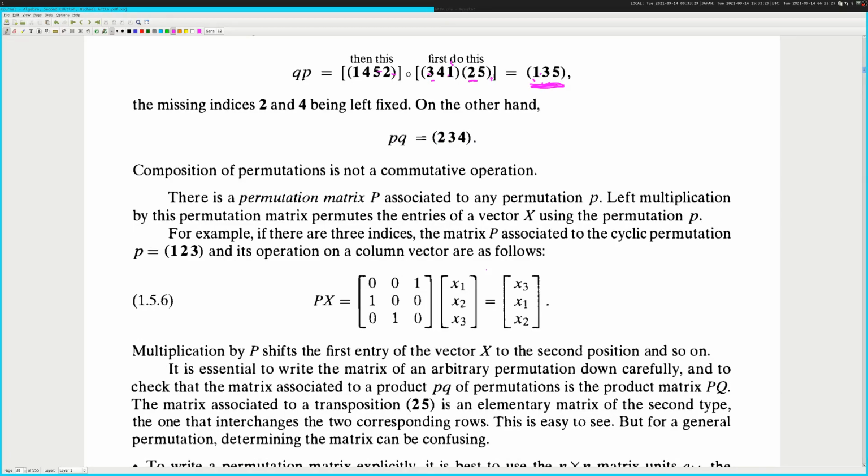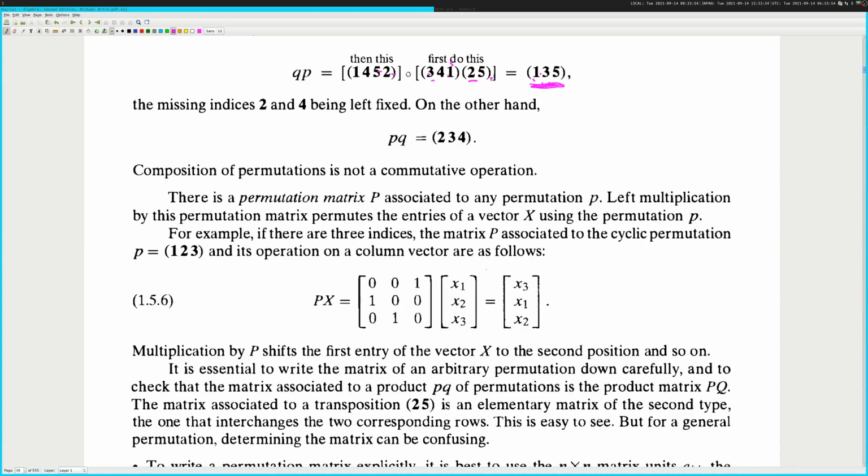It is essential to write the matrix of an arbitrary permutation down carefully, and to check that the matrix associated to a product PQ of permutations is the product matrix PQ. This is hinting at something called representation theory, which is important. Everything in math is important, but representation theory is very important.